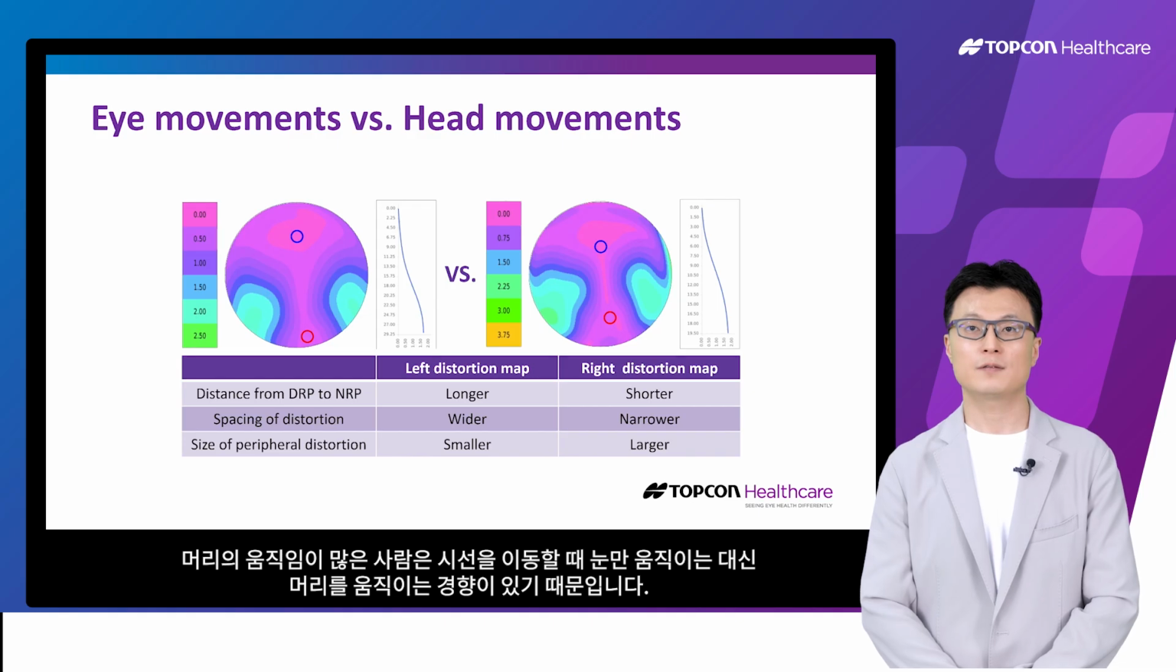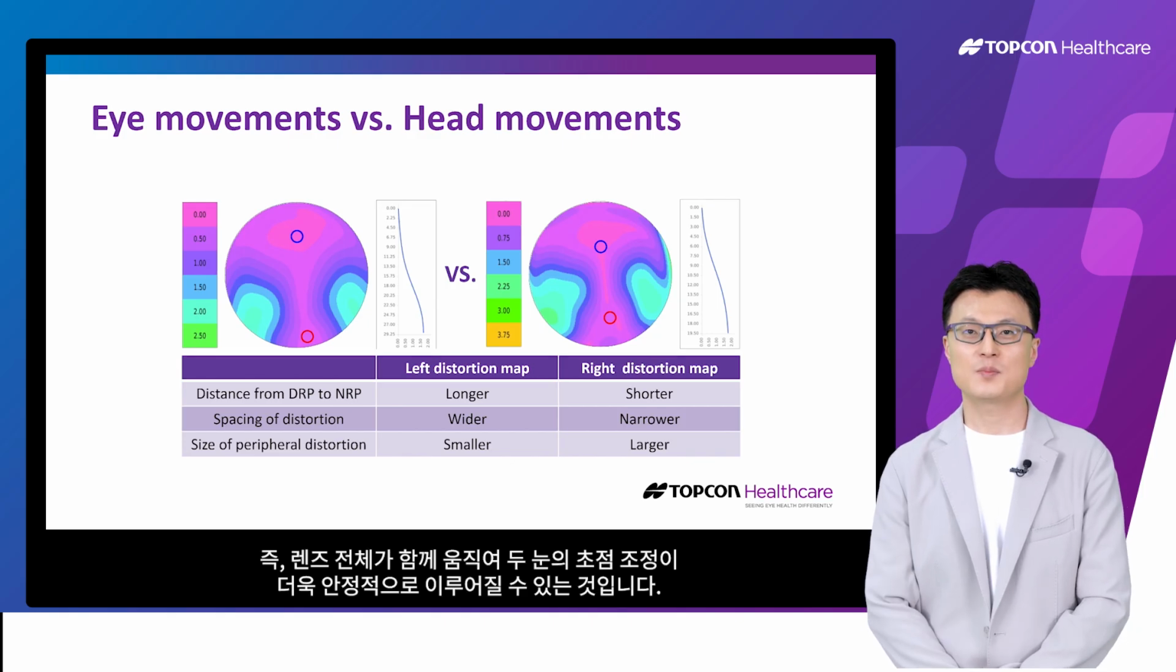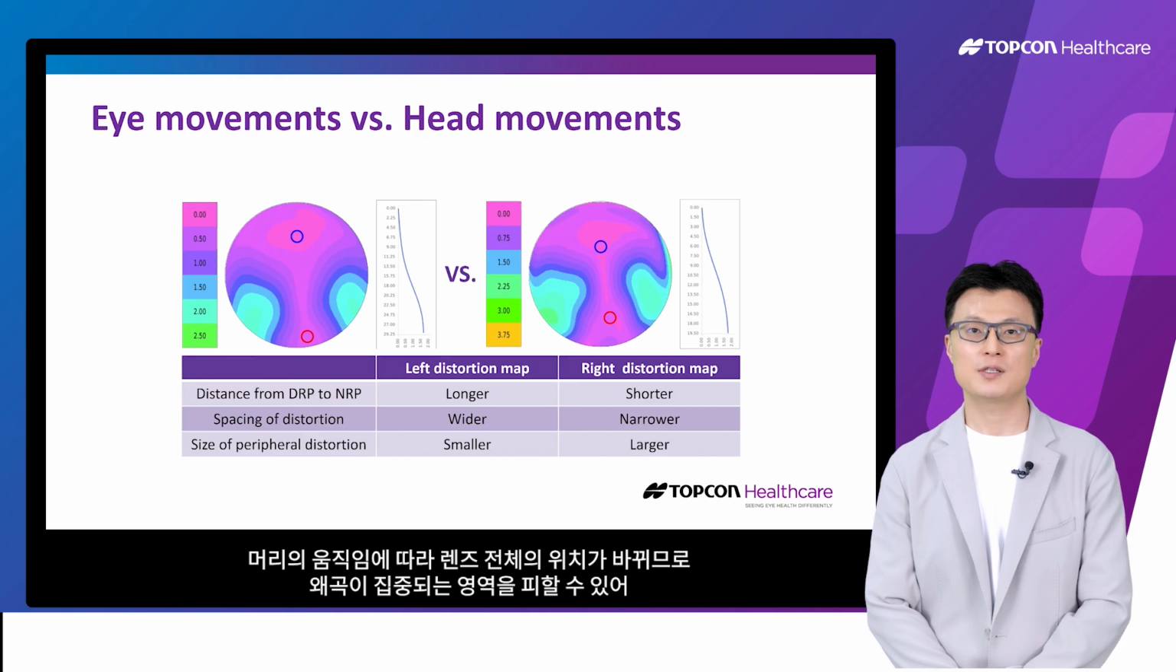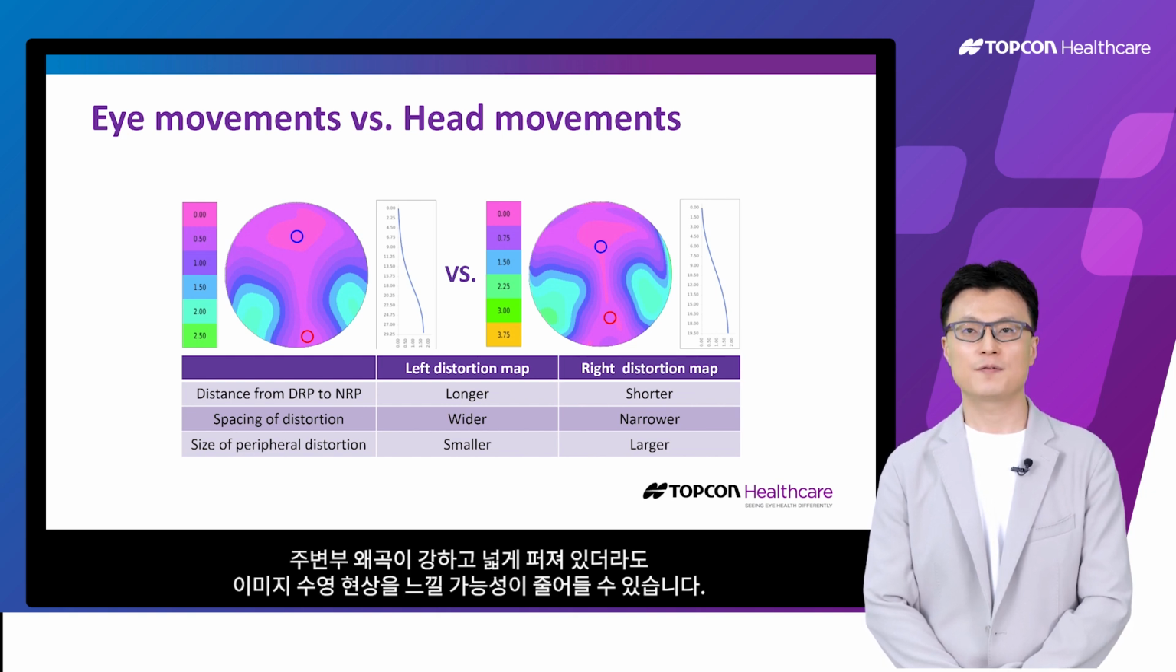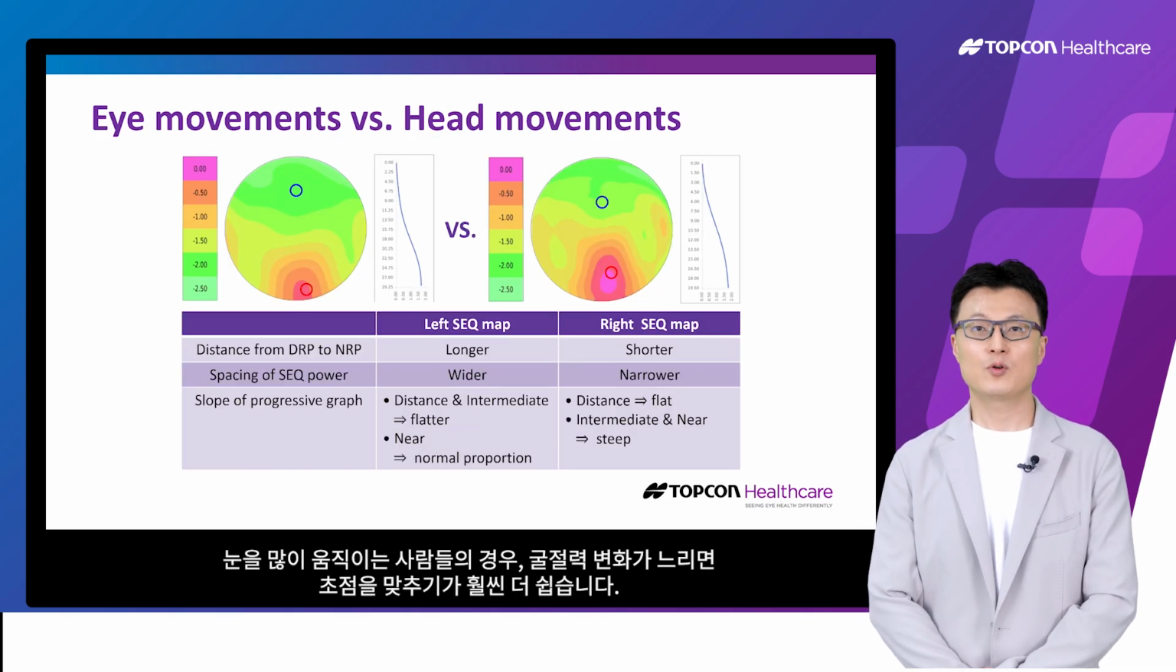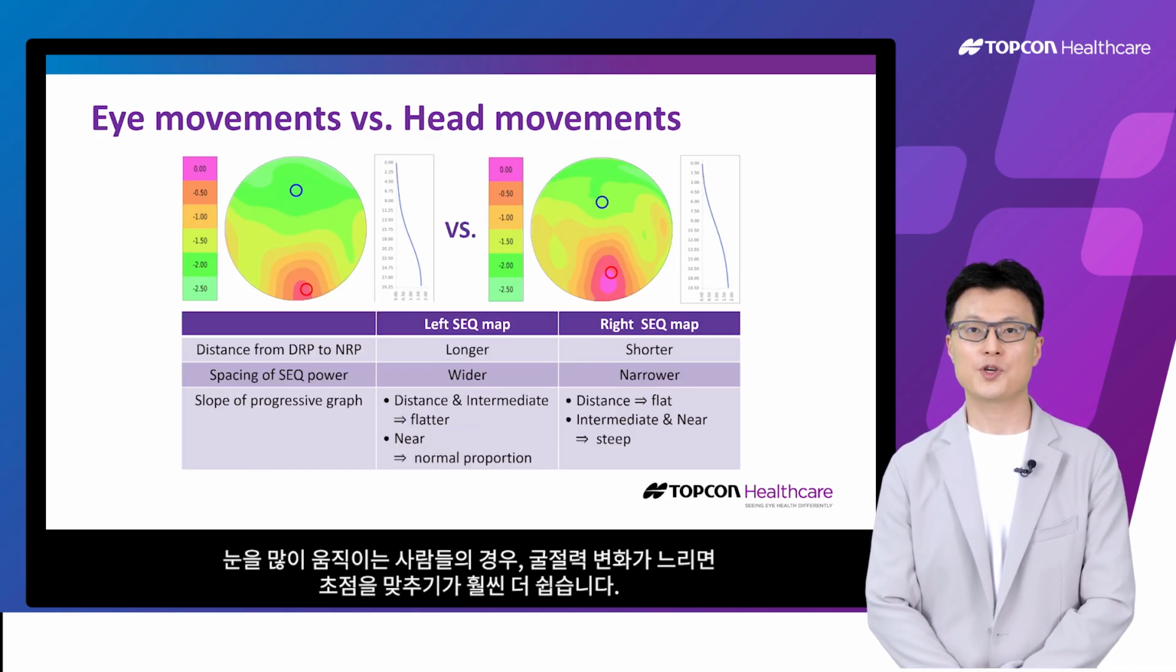When someone with a lot of head movement shifts their gaze, they tend to move their head instead of just their eyes. This means the whole lens moves together, leading to a more stable focal point adjustment. Since head movements change the position of the entire lens, it can avoid the area where distortion is concentrated, making it less likely to feel the image swim effect, even if the peripheral distortion is stronger and more widely spread. For people who move their eyes a lot, having a slower change in refraction makes it easier to focus.